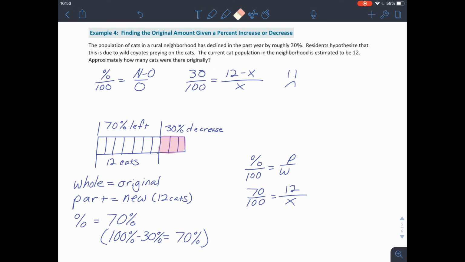So now I can either cross multiply to solve this proportion, or if you are somebody who prefers using a triangle or algebraic equation strategy, we would take our part of 12 and divide it by our 70%. With cross multiplying, we would end up multiplying the 12 by the 100 first and then dividing it by the 70 to find that our original comes out to about 17.1. The number keeps going, but we can't have part of a cat, so about 17 cats.